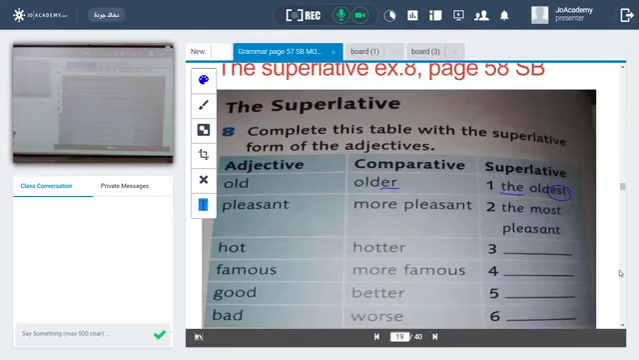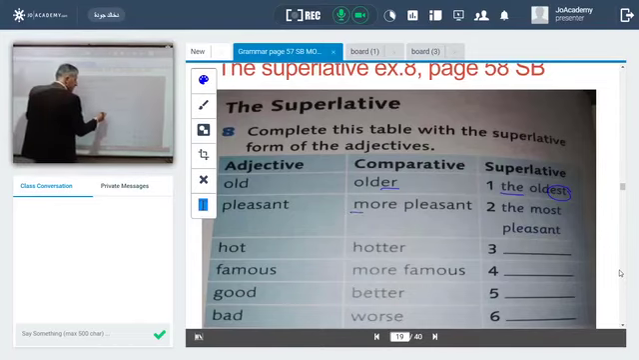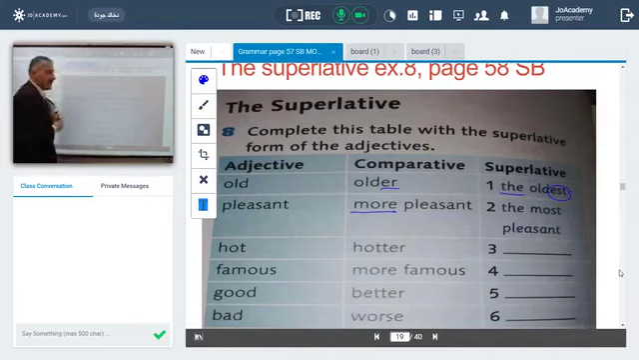The second one is pleasant, more than one syllable. So here I don't add er to the end of the adjective, but I put more. If it is a positive adjective, more pleasant. Today it is more pleasant than yesterday. أجمل, أفضل, أحسن, more pleasant than.